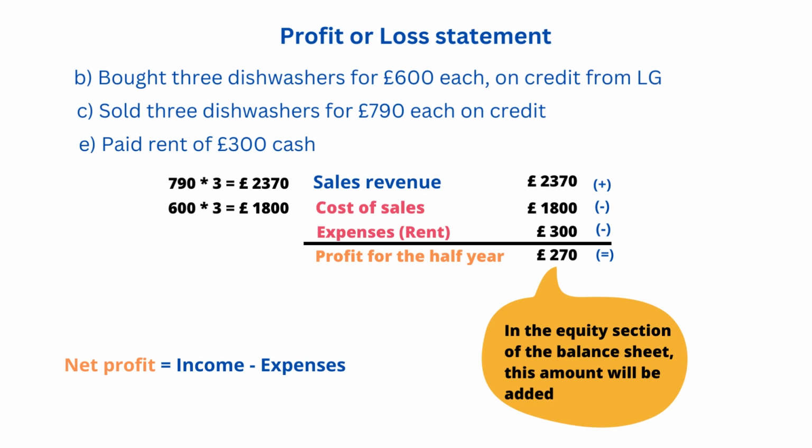On the other hand, we have the company paid rent of £300 cash, and then we don't have any more income or expenses. So now we are ready to calculate net profit, which is £270. In the equity section of the balance sheet, this amount will be added.